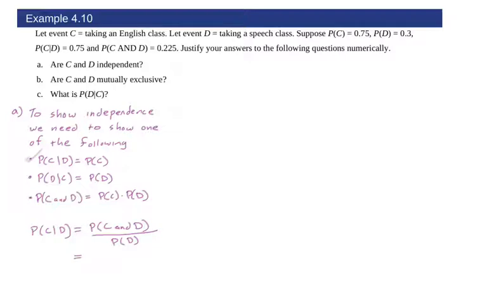We'll start off with our general definition here, and we're going to plug in what we know. The probability of C and D is actually given to us already, right here. And then we also have the probability of D, which is given to us right here as well. So we're just plugging those in, and we're going to get 0.75, which in fact is the probability of C. Since those two are equal to one another here, then we could say that it is independent.